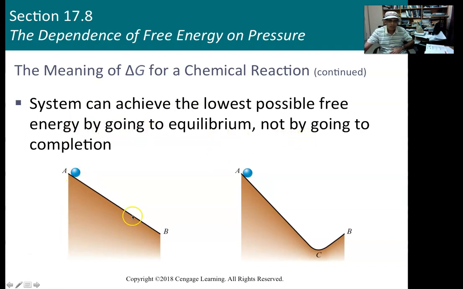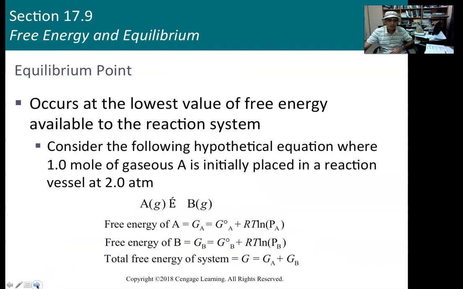So this is an example. This is the point, for example, where there is a minimum. So this is where the favorability of a reaction will go. In many cases, you will see the position of the minimum free energy, the equilibrium point, occurs at the lowest value of the free energy available to the reaction system.